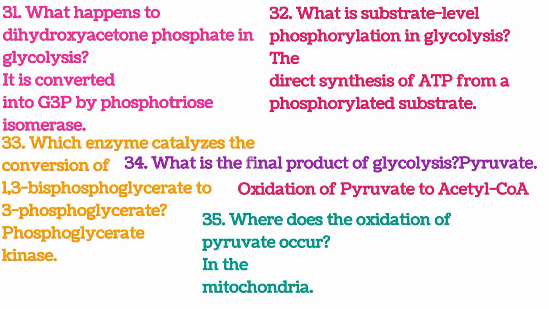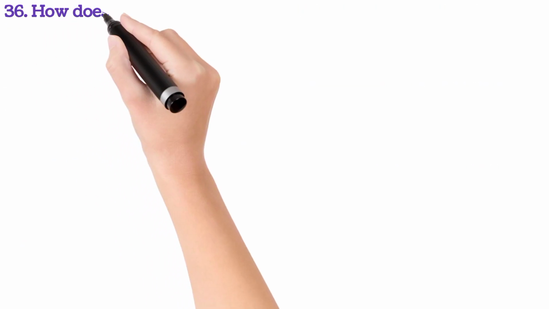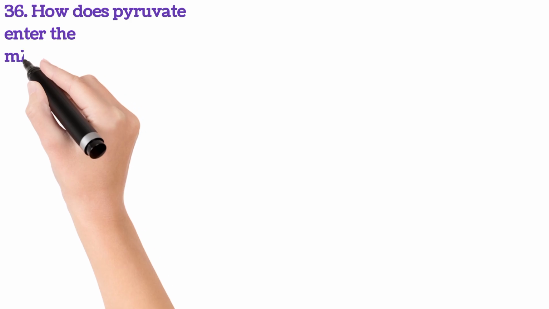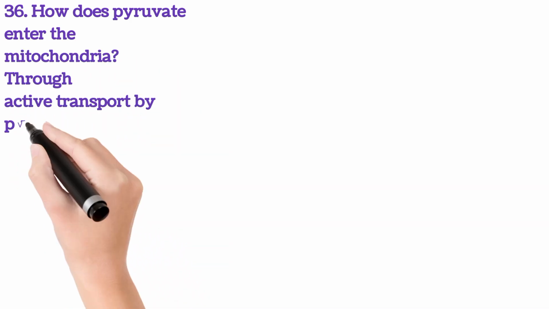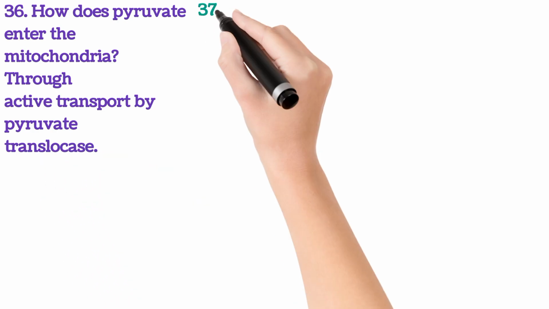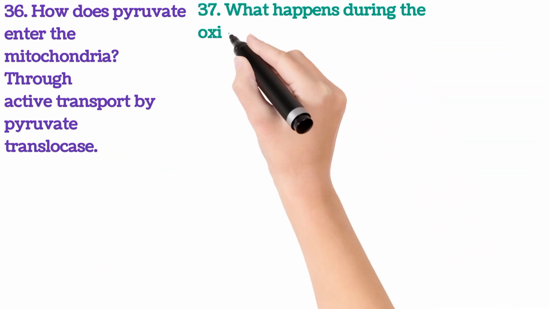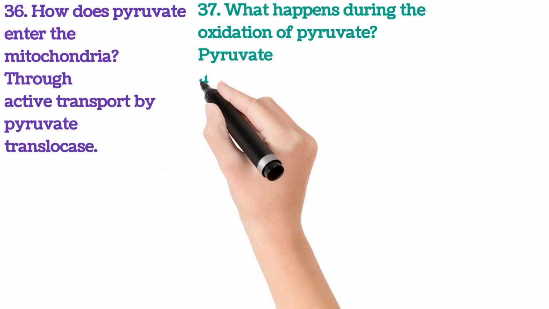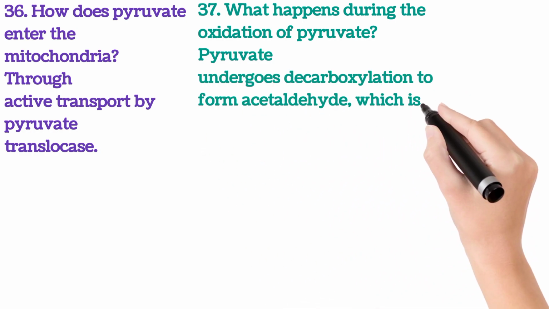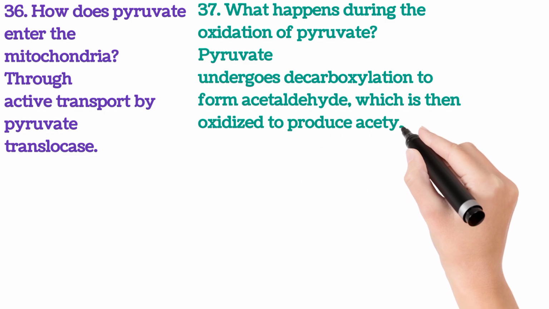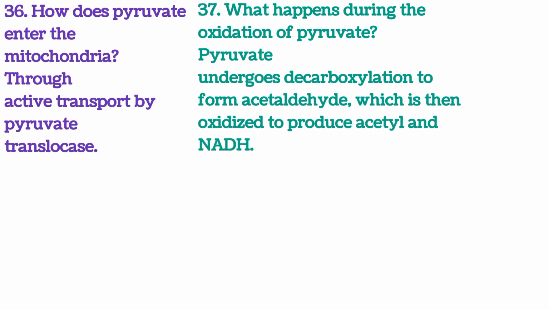In the mitochondria. 36. How does pyruvate enter the mitochondria? Through active transport by pyruvate translocase. 37. What happens during the oxidation of pyruvate? Pyruvate undergoes decarboxylation to form acetaldehyde, which is then oxidized to produce acetyl and NADH.